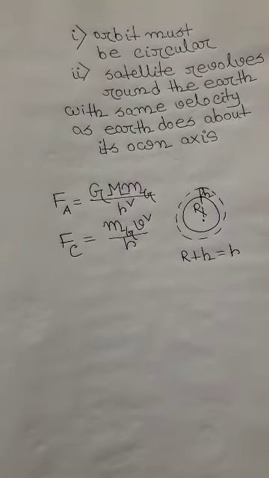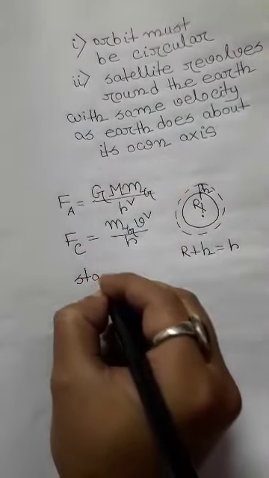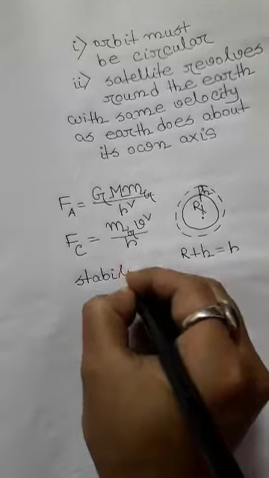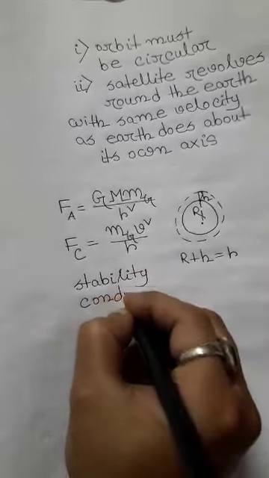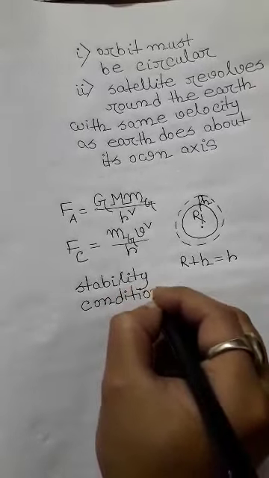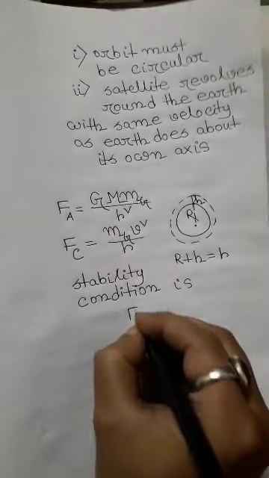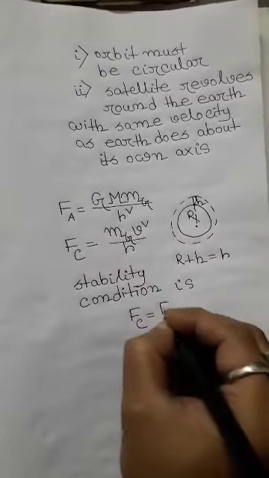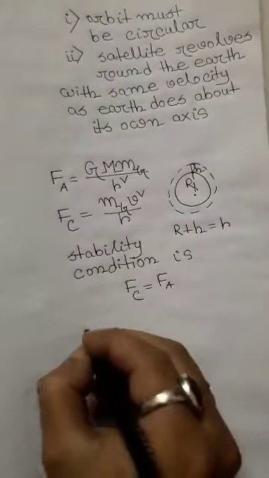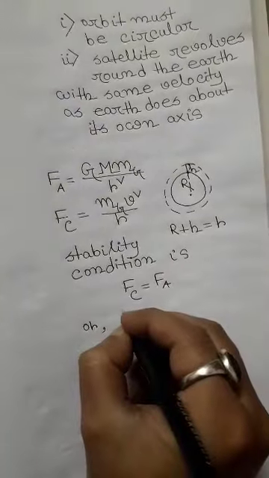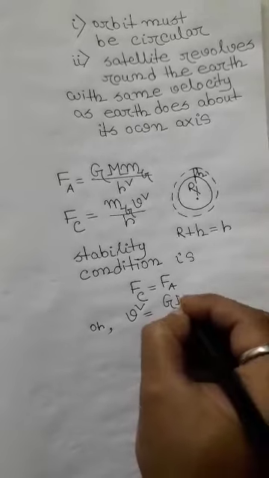Now we all know the orbital stability condition. The stability condition is that these two forces are equal. That means centrifugal force equals gravitational force of attraction. Now if we equate this, what do we get? We get v square equals GM upon r.